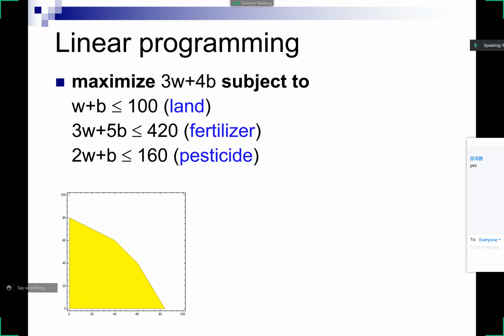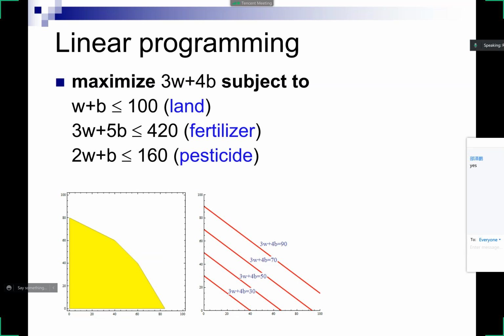Now we're going to look at how we maximize this linear function, 3w plus 4b, within this yellow region. What we're going to do is draw the level sets of this function. What I mean by a level set is that we're going to draw some sort of curve, which is going to turn out to be a line, such that on this curve, the function 3w plus 4b always has the same value. That's a level set of the 3w plus 4b function.